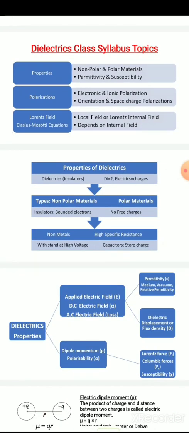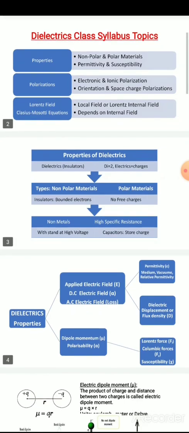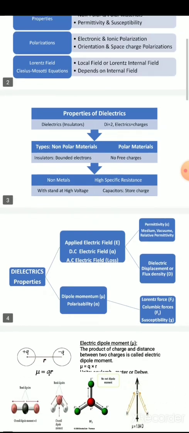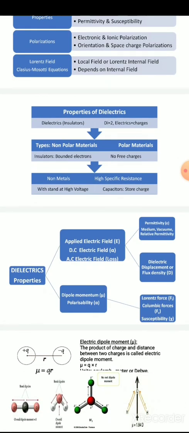Now, properties of dielectrics. Here di means two, electrics means charge. Two charges is called the dielectrics and it has two types: non-polar materials and polar materials. Insulators: electrons are bonded tightly and there are no free charges. Non-metals have high specific resistance and withstand high voltages. Non-metals and capacitors can store charge. Dielectrics are divided into two types. In the first type we have applied electric field, DC electric field, AC electric field, loss. And the second type is dipole moment and polarizability.